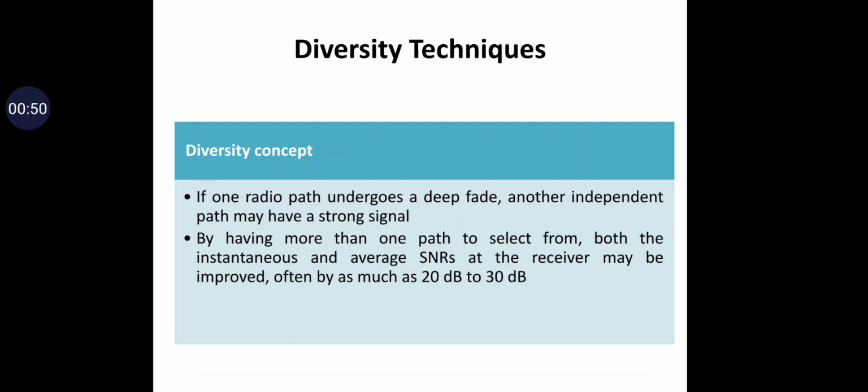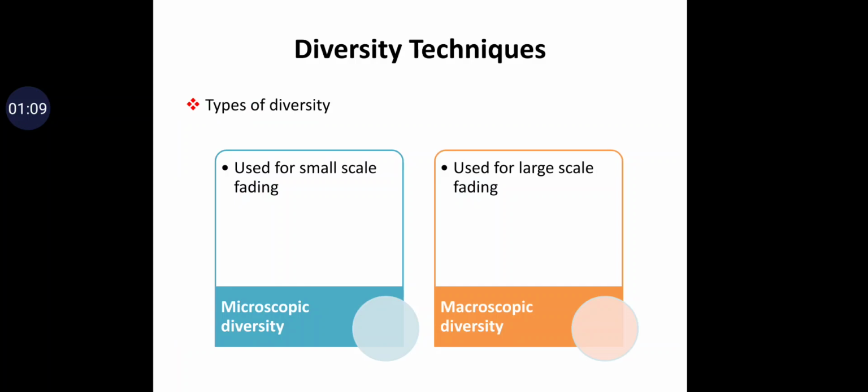So let's see the concept of diversity. If one radio path undergoes a deep fade, another independent path may have a strong signal. By having more than one path to select from, both the instantaneous and average SNR at the receiver may be improved, often by as much as 20 dB to 30 dB.